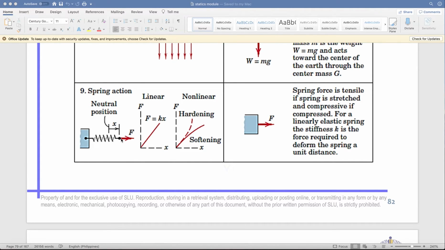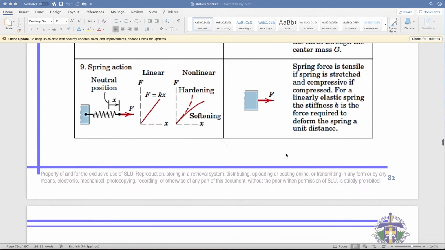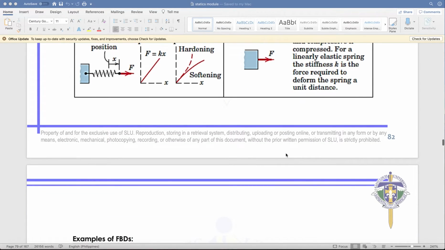When you pull that spring, it becomes tension, because it is stretched. But when you push the spring, it will be in compression. It will also push back, so our spring counteracts with a compressive force. For a linearly elastic spring, the stiffness k is the force required to deform the spring a unit distance.